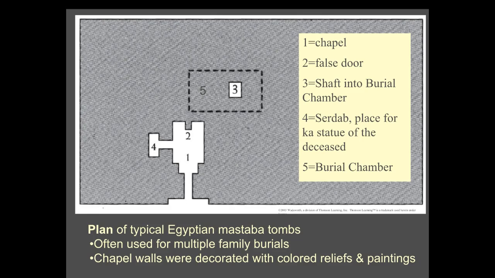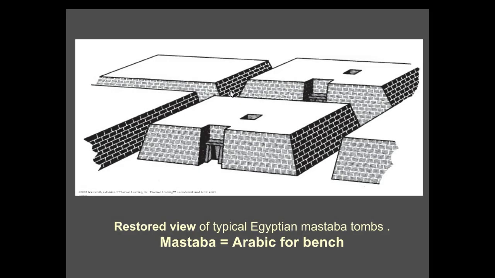So if you look here, this is a layout of a mastaba. Go ahead and look through here. Number 1 here is a chapel. Then 2 is a false door. What that does is it tricks thieves coming in. 3, we've got a shaft into the burial chamber, because this is the hole that comes out at the top that you see there.